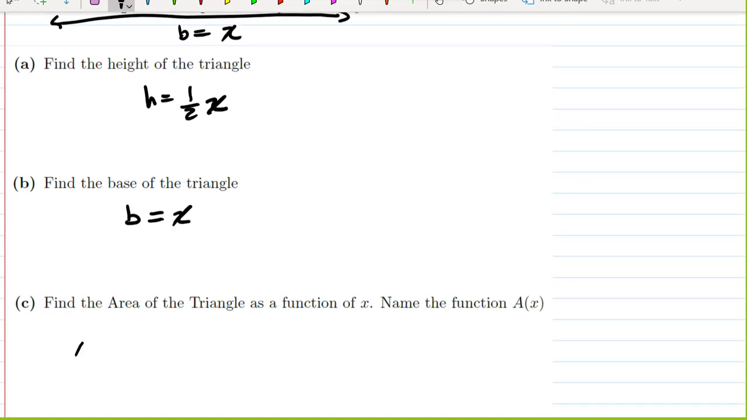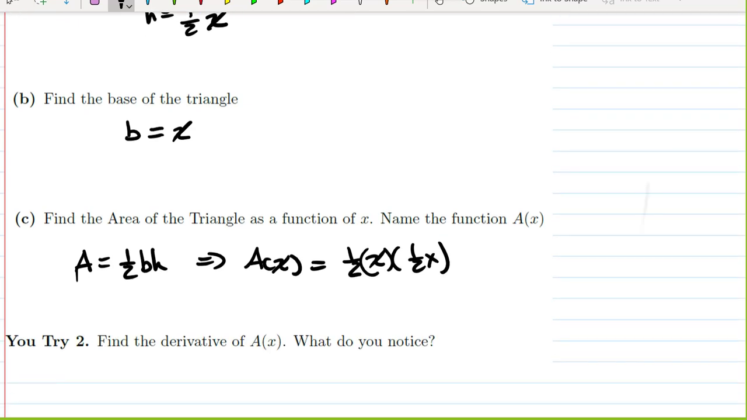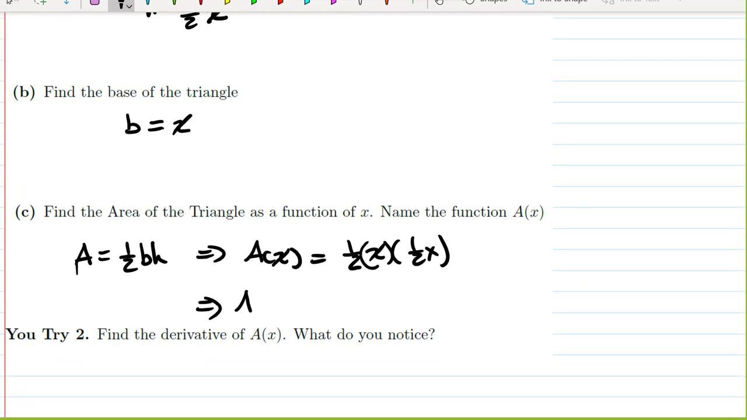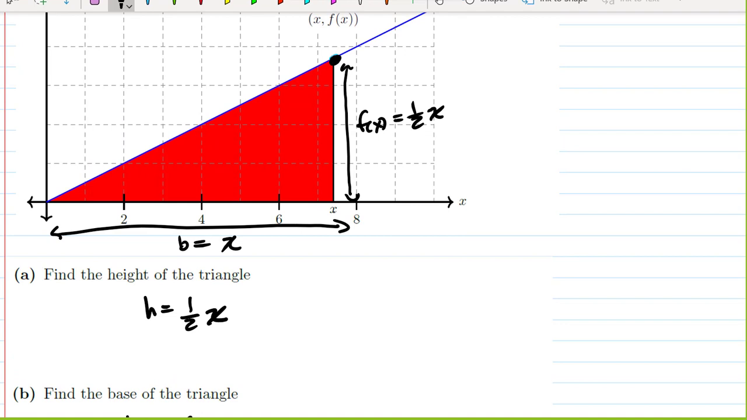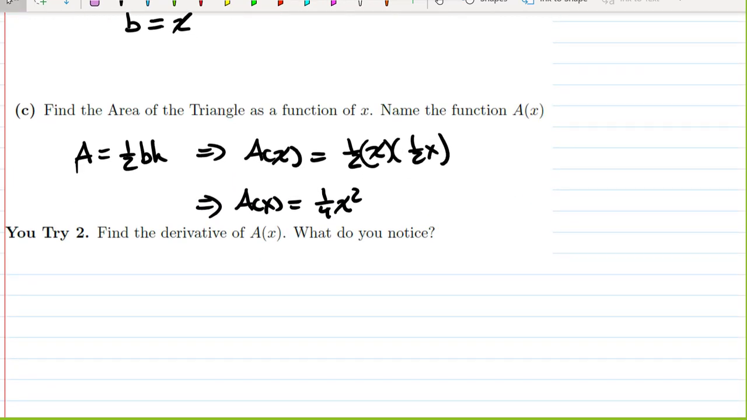So then the area formula for a triangle is 1/2 base times height. So that gives us that our area as a function of x is 1/2 times our base times our height, which is 1/2 x. Putting all of those together, we get that the area function is 1/4 x squared. So then for any value of x, the area of that triangle is 1/4 x squared.